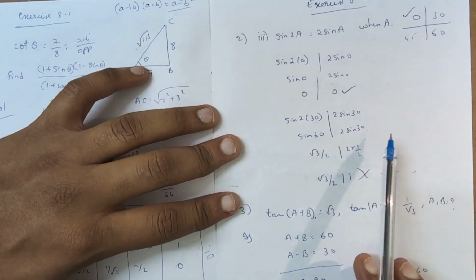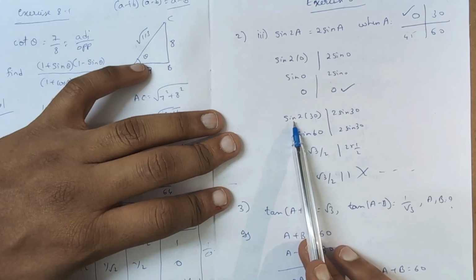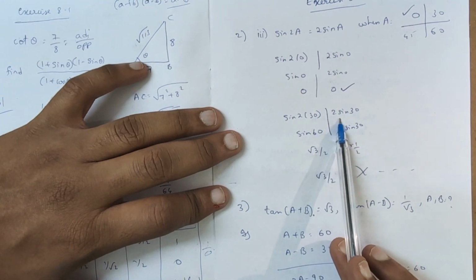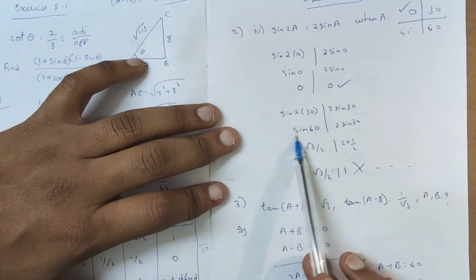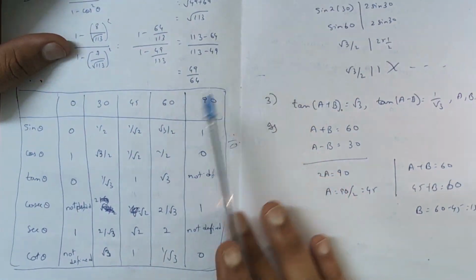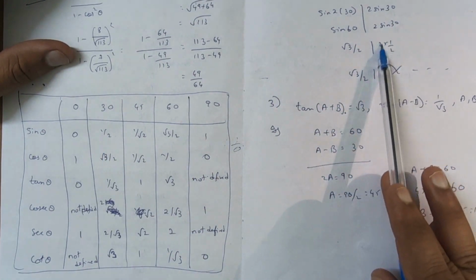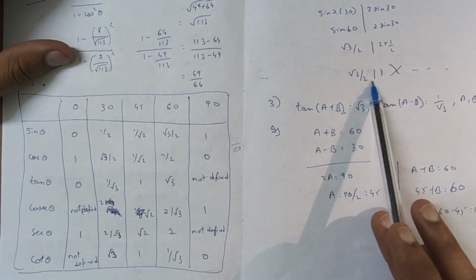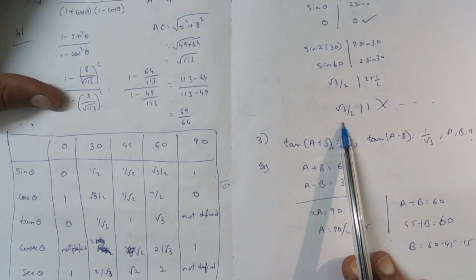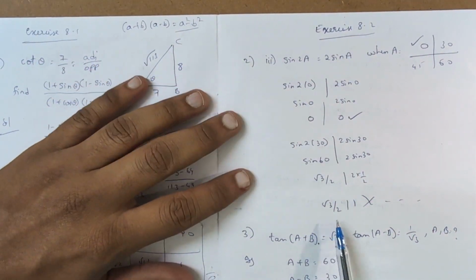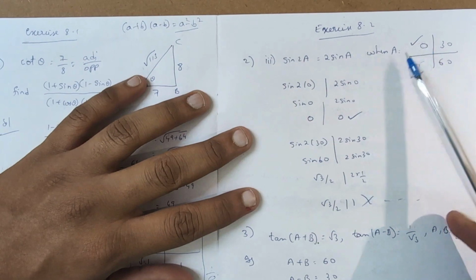If you want, you can also check for 30 degrees, that is sin 2 into 30 equal to 2 sin 30. 2 into 30 is 60, sin 60 is root 3 by 2 from the table, whereas sin 30 is 1 by 2. So 2 into 1 by 2 will become 1, and root 3 by 2 is not equal to 1. If you want, you can also check for other cases. But as in a multiple choice only one option will be correct, the first condition 0 itself is satisfied.